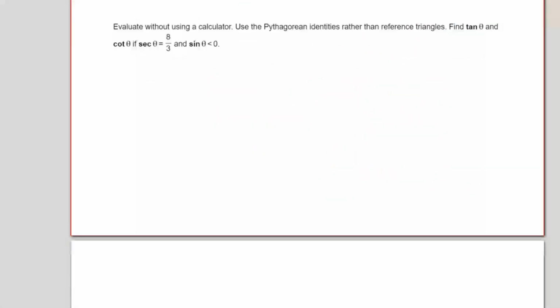Now our next question asks us to find tangent of theta and cotangent of theta if secant of theta is 8 over 3 and sine of theta is less than 0. So this sine theta is less than 0 is very important, because that means that we will have a negative tangent value and a negative cotangent value. The reason being is because this secant theta is going to be positive.